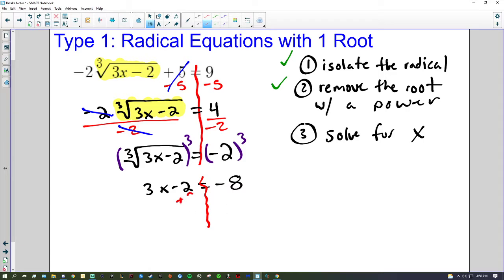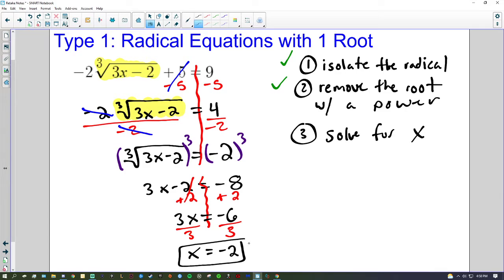I'm going to add 2 to both sides. Those are gone. I have 3x equals negative 6. Last but not least, divide both sides by 3. And x equals negative 2. And I'm all done. Solved for x, we can go ahead and check it off.